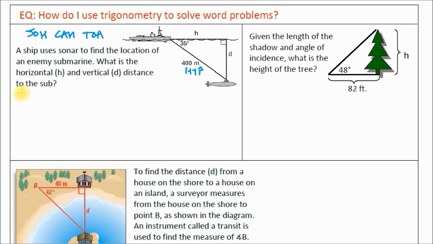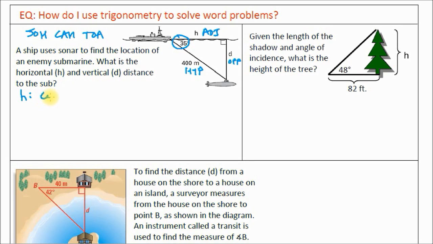Now, class, I'm going to shortcut a couple steps here. We're looking for the value of H. I'm going to look at my reference angle, which is right here. So our reference angle is 35 degrees. And if I want H, H is adjacent, and D is opposite. So I want adjacent, and I know hypotenuse.